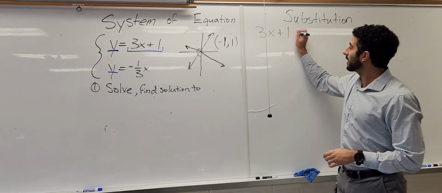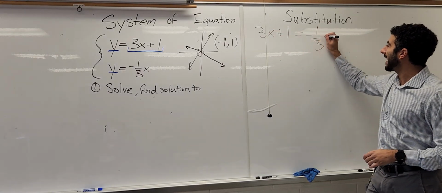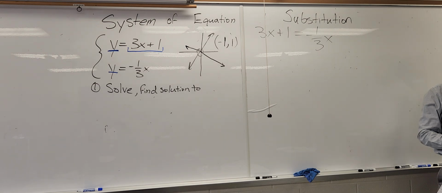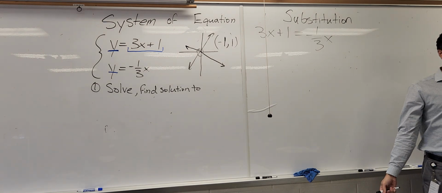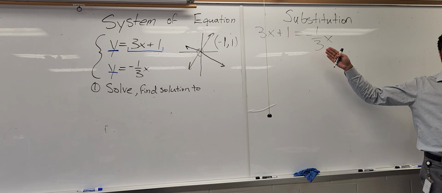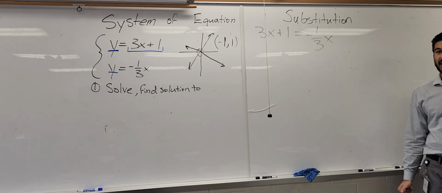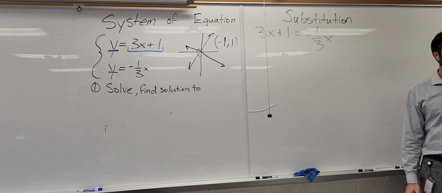3x plus 1 equals negative 1/3 x is a proper substitution for this problem. And now we have an equation in a single variable, which means we can solve that equation for the value of that variable. We follow?